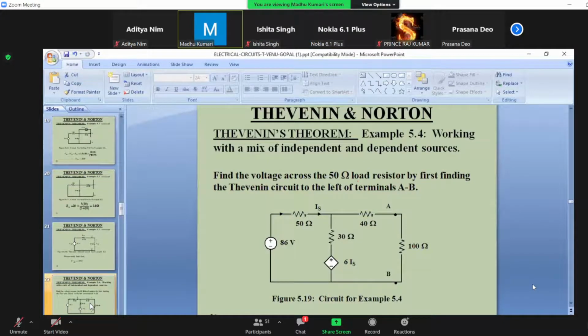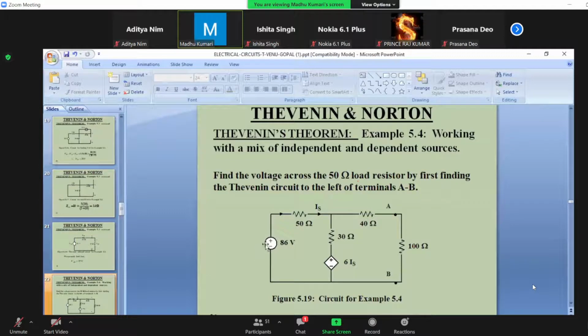And now this example contains dependent source and independent source both. Then you have to calculate the voltage, current and power across the load resistance, across terminal A and B, or 100 ohm resistance, using Thevenin's theorem. How will you find out, where dependent and independent source both are present?